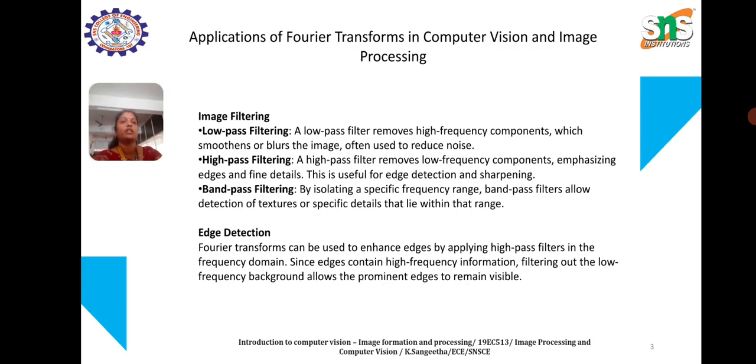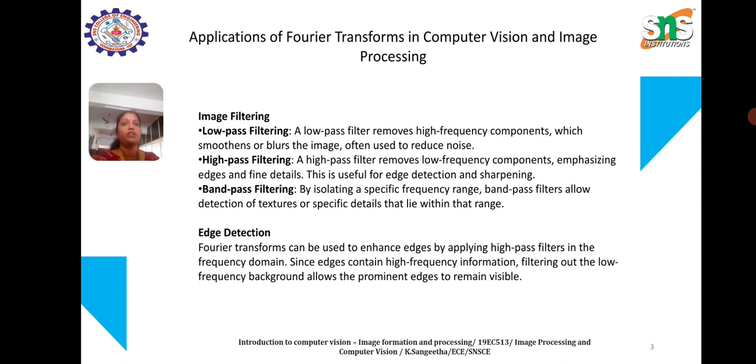Next one is image filtering. Noise reduction and edge enhancement are the main applications of Fourier transform in computer vision. By transforming an image into the frequency domain, high frequency noise can be isolated and removed using a low pass filter. For image enhancement, high pass filters enhance edges and fine details by amplifying high frequency components. And patterns or features like repetitive textures are most distinct in the frequency domain. The Fourier transform helps extract these features for tasks like texture analysis or fingerprint recognition.